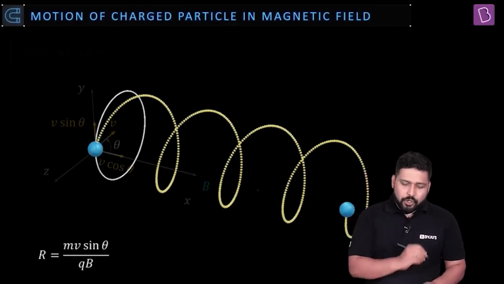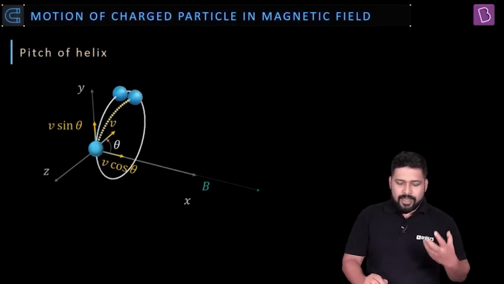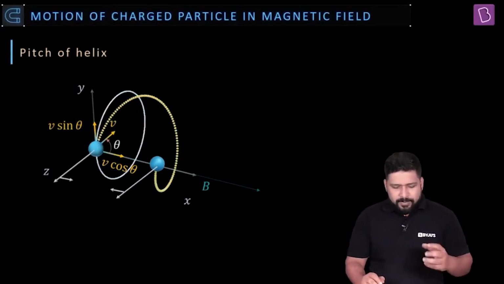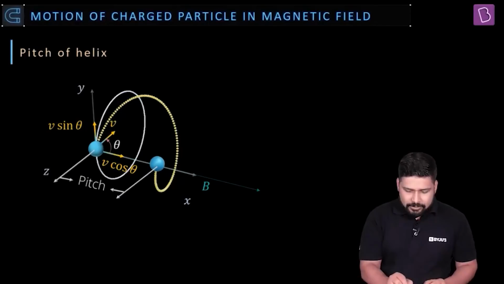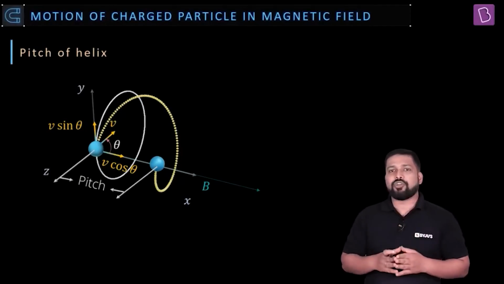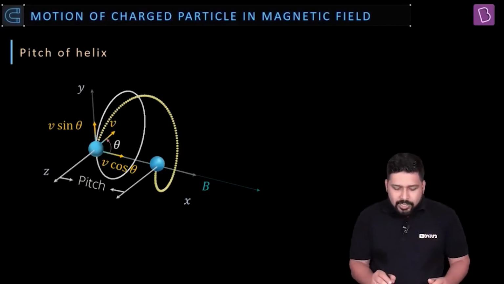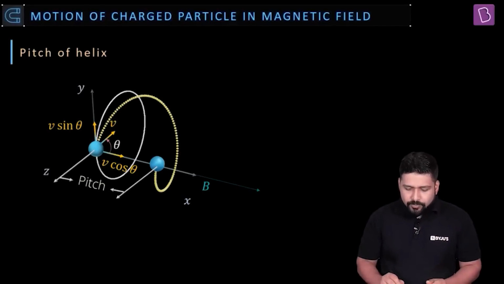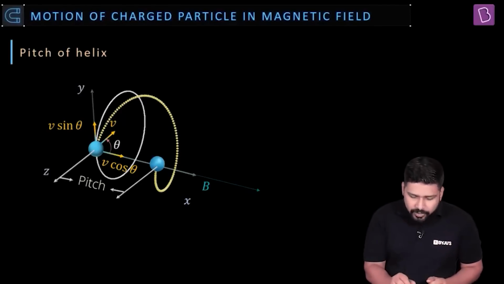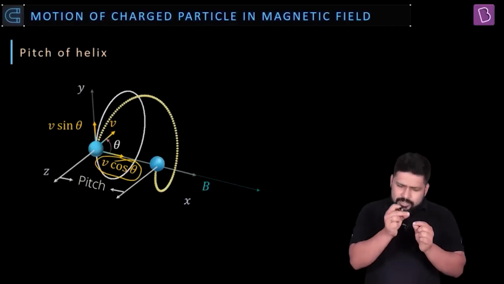Now what will be the pitch of this helix? What will be the value of the pitch of the helix? So you see, what is pitch? Pitch is this distance. All right, pitch is how much it has moved along the direction of the magnetic field, this distance. Now why is it moving along the direction of the magnetic field? Because of which component? It is moving along this because of v cos theta. All right, so it keeps on moving.